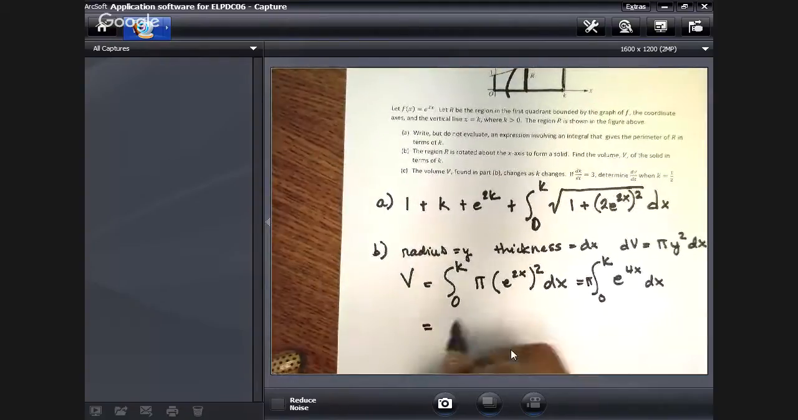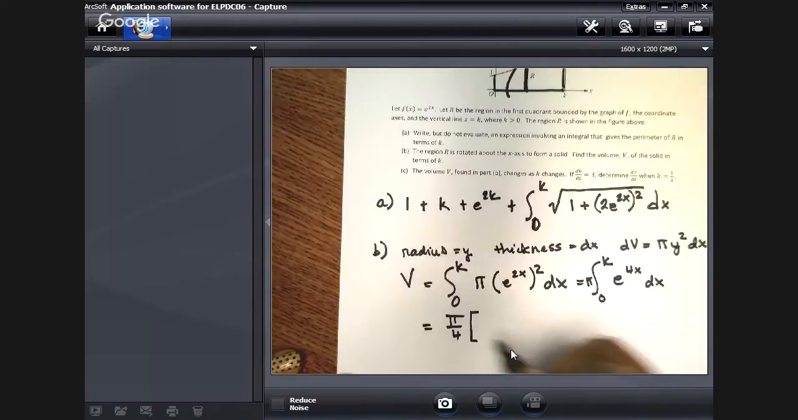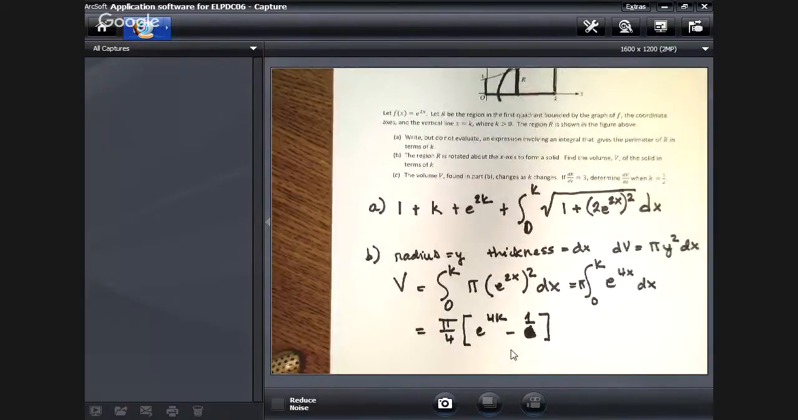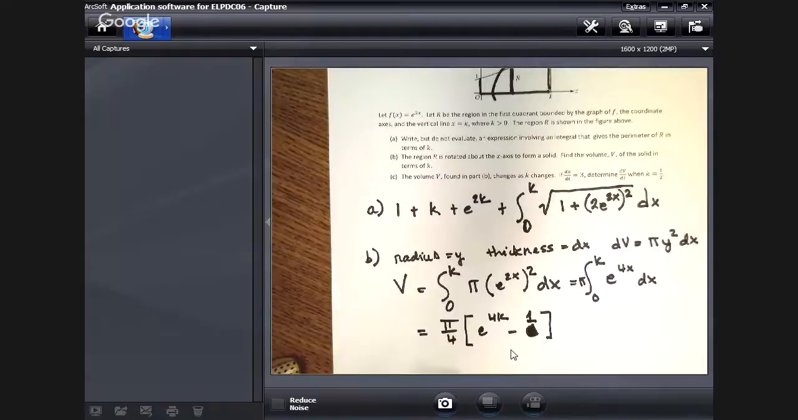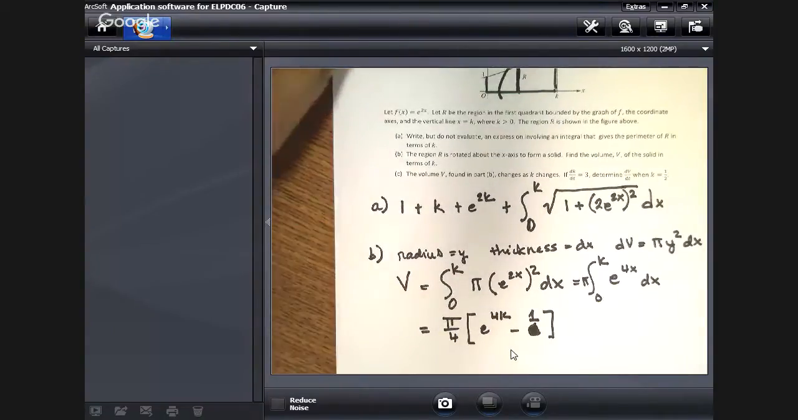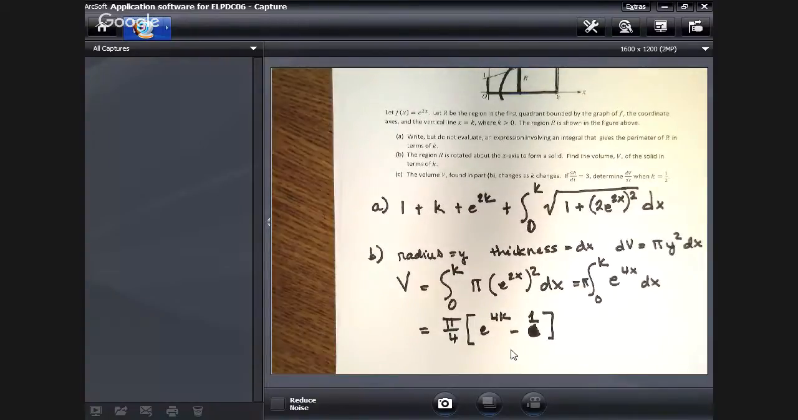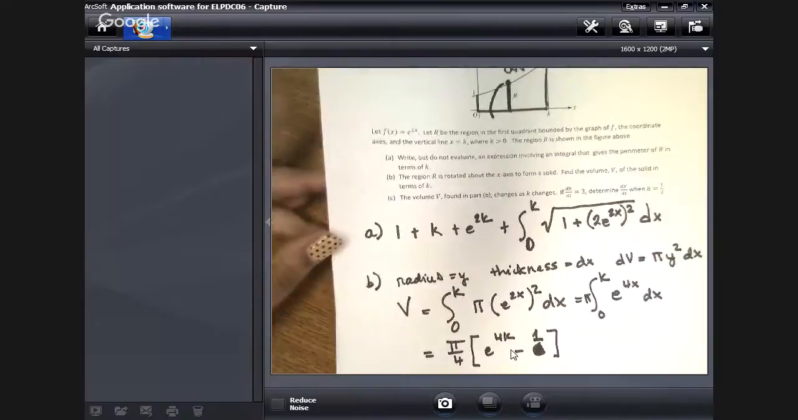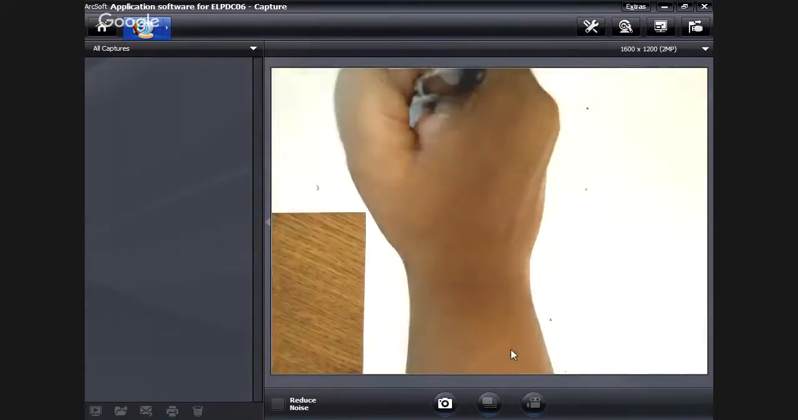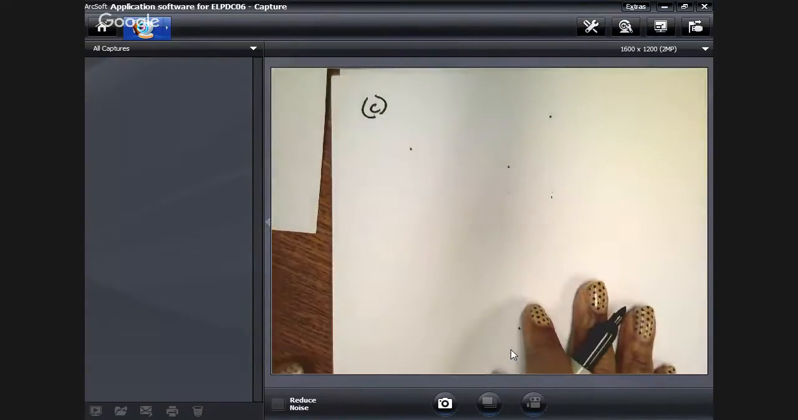This is going to be equal to pi over 4 times e to the 4k minus e to the 0, which is 1. Okay. So the solution to part B is the volume is pi over 4 times e to the 4k minus 1. It said it was in terms of k, so we should have a k in there unless we have constants. For part C, we want to find dV/dt, and they tell us some stuff about dk/dt, and they also tell us that V changes as k changes. So for part C, I'm going to go ahead and use the chain rule. Right?